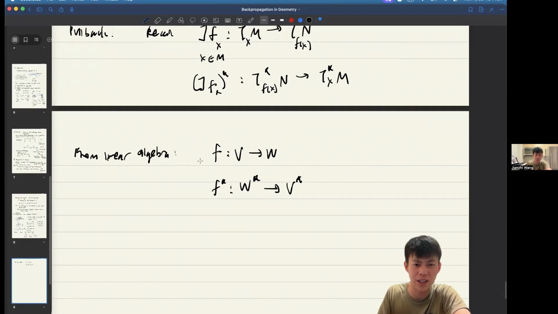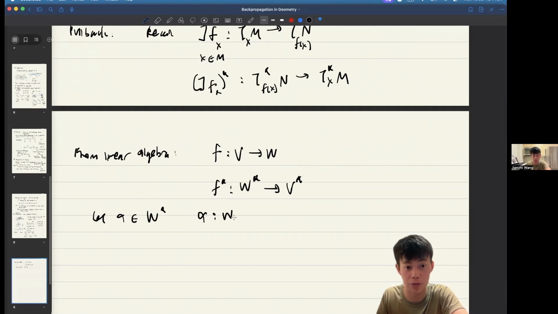And the understanding here is, let's suppose we have an element in the dual space W star. Alpha is in W star. What is alpha? By definition of it being in W star, it is a linear functional on W. So alpha takes in an element of W and it returns a real number, or something in the field. Let's just suppose it's the real number.